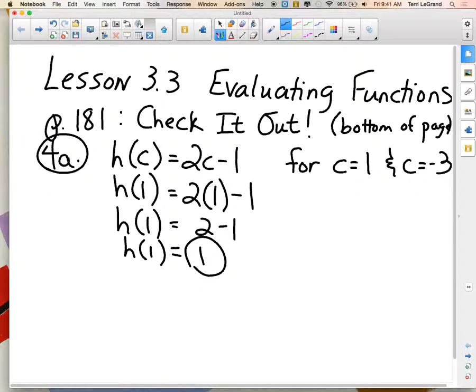Okay, you do it for -3 now. These are the steps you need to show. None of your assignments are that long that you cannot show this properly, okay? So now you are to evaluate the function for -3.